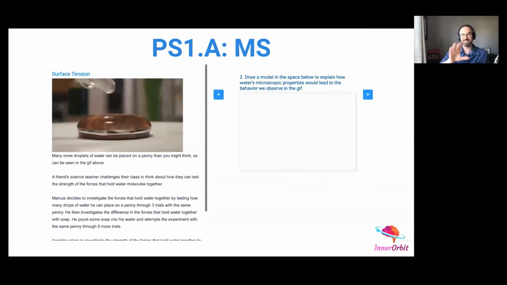Surface tension. So this is an image of water droplets going down on a penny and forming this really, really cool looking bubble. And this is all about surface tension. We have an entire set of questions around this, but one of the questions is: draw a model in the space below to explain how water's microscopic properties would lead to the behavior we observe in this GIF. So students are modeling, and this is involving an SEP, but it's not the SEP in the performance expectation.